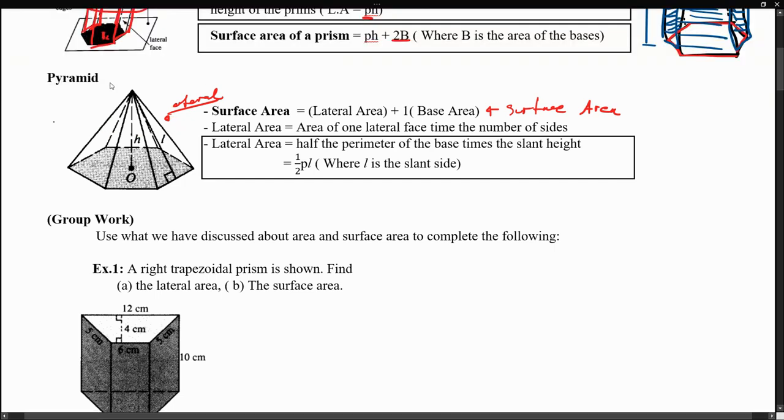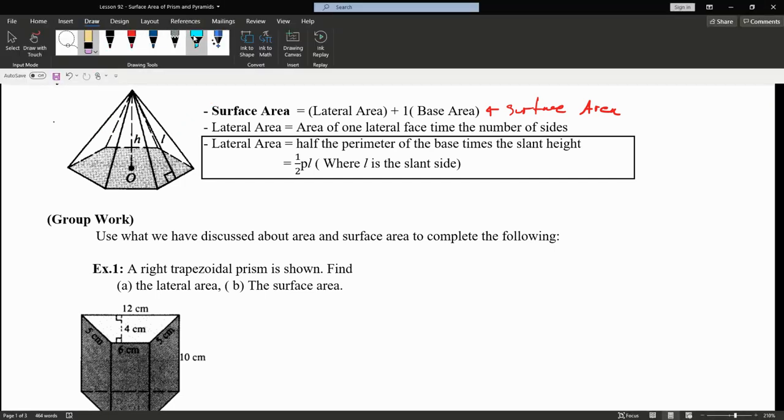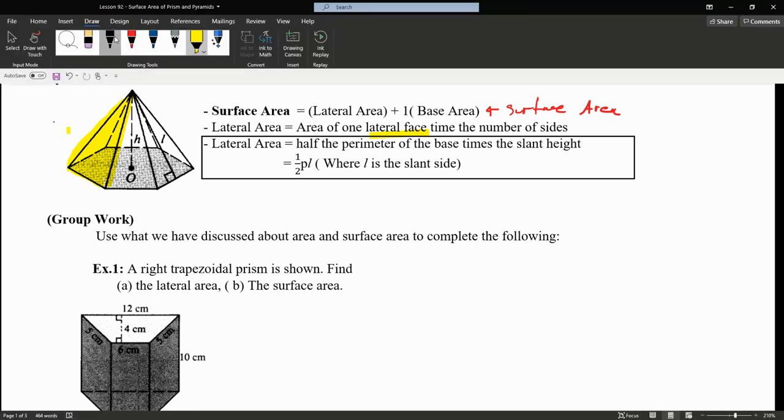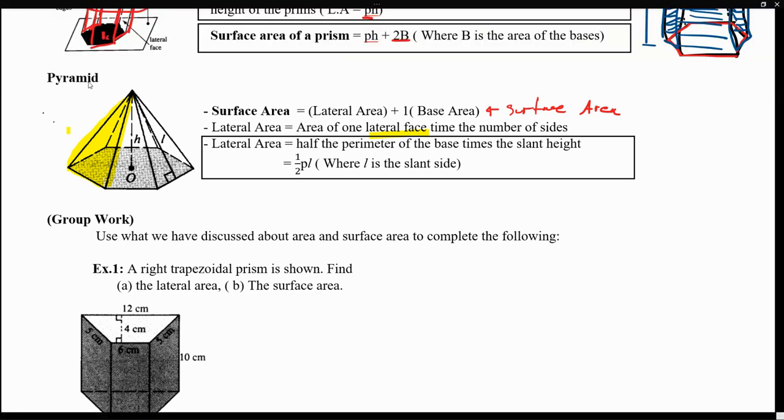Well, let me just erase this. So if I find, let's do highlighter now, the area of one of the lateral sides, at least what I'm drawing here, this triangle is what we call the lateral face. Now, if I find the area of this lateral face, I know one thing for sure. Since we're talking about a right pyramid, I know that all sides are going to be congruent to each other.